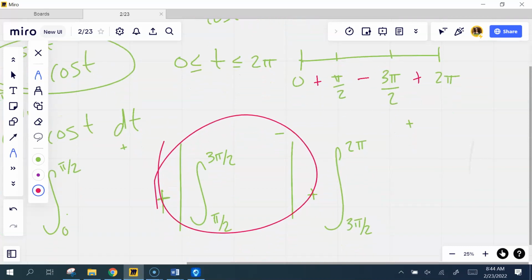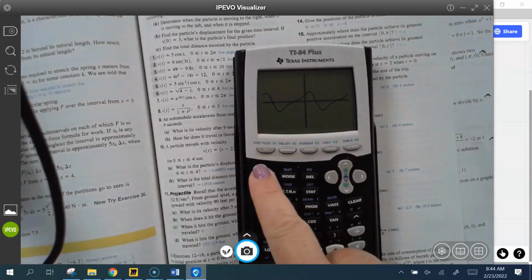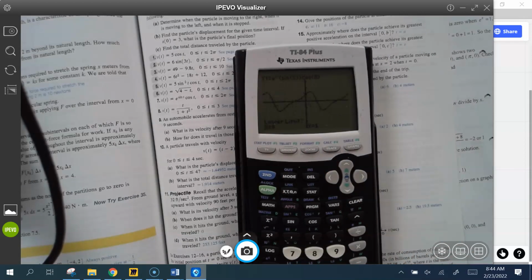I'm going to look at the area first from 0 to pi over 2. So I'm going to go second, calculate, number 7, from 0 to pi over 2. Okay, so I got 1.718.